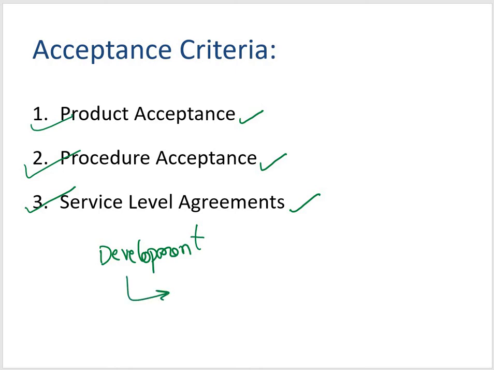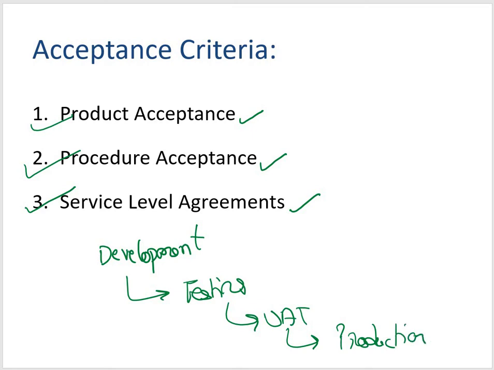So in UAT, what we do is we start with development. I'm taking this software development life cycle from this phase, development, that would lead to testing, where I'll go ahead with user acceptance testing, post which I'll go for production. It can be a deployment as well, you can call it deployment as well.